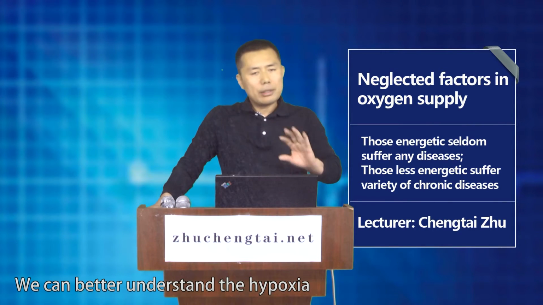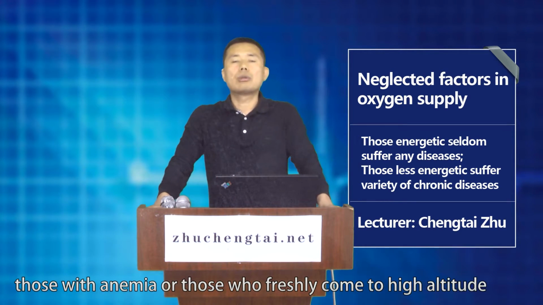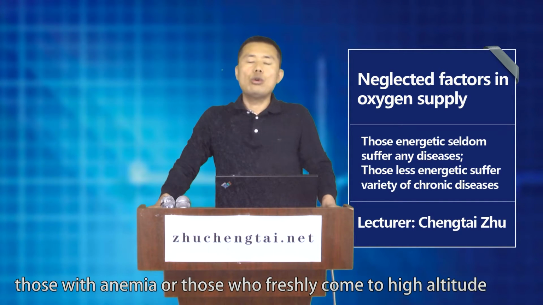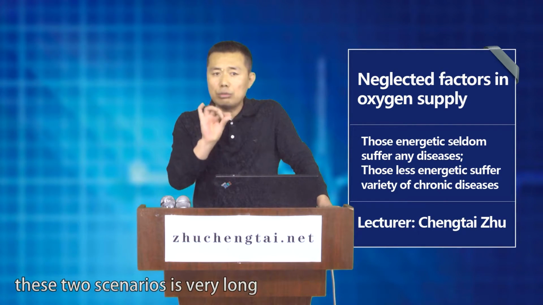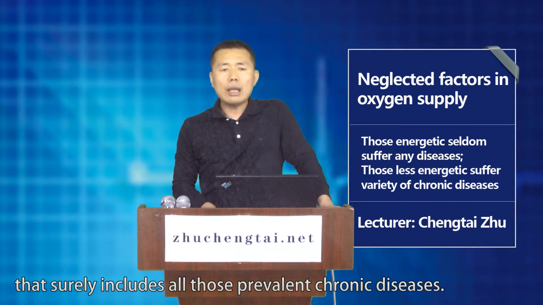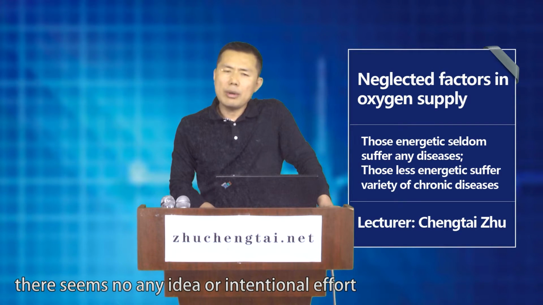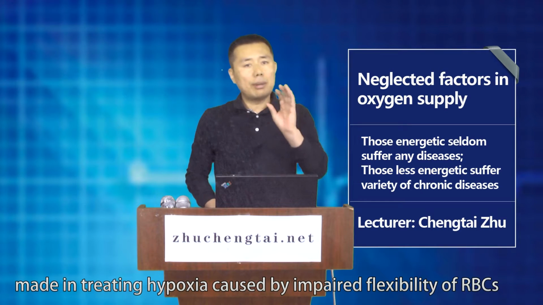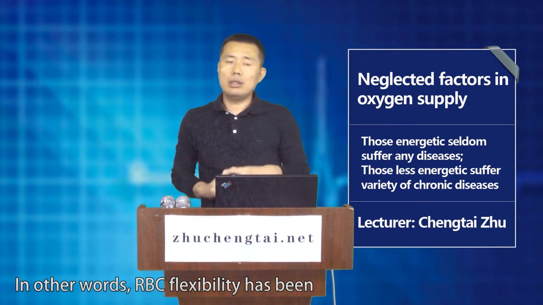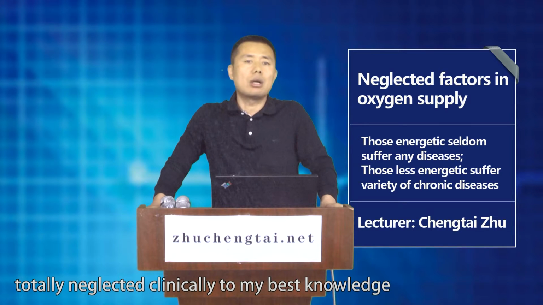We can better understand hypoxia causing overall health problems by observing those with anemia or those who freshly come to high altitude. The list of health problems caused by these two scenarios is very long. That surely includes all those prevalent chronic diseases. However, in clinical practice, there seems no idea or intentional effort made in treating hypoxia caused by impaired flexibility of RBCs. In other words, RBC flexibility has been totally neglected clinically, to my best knowledge.